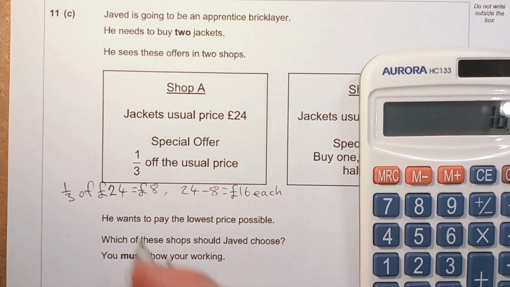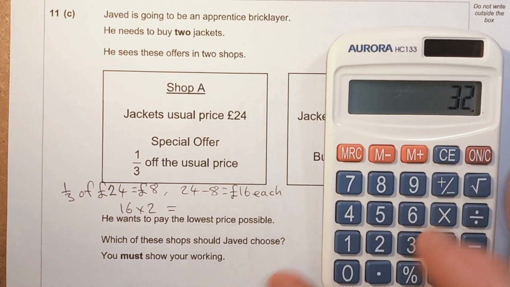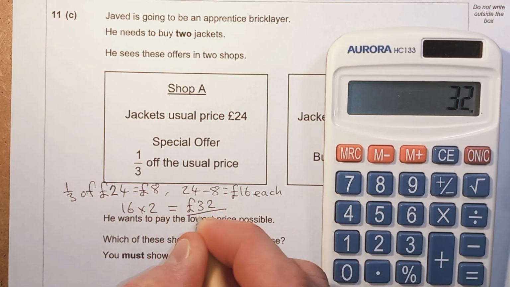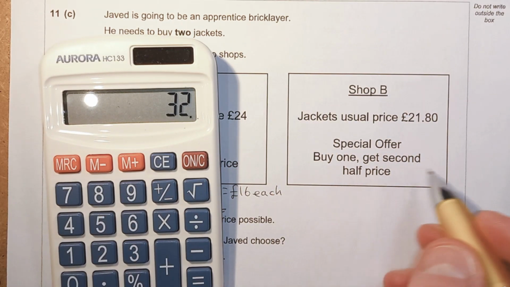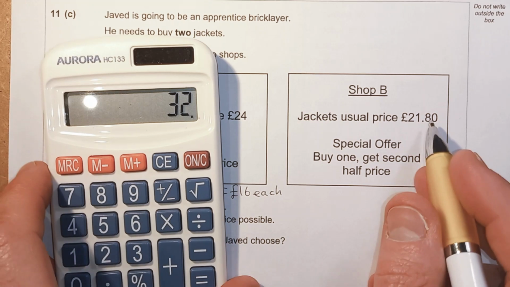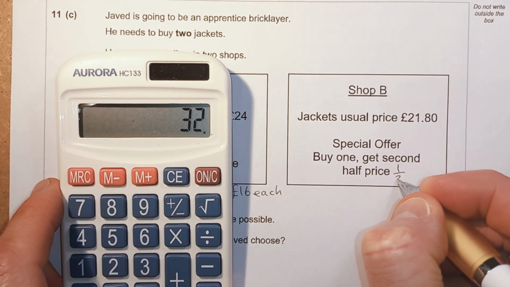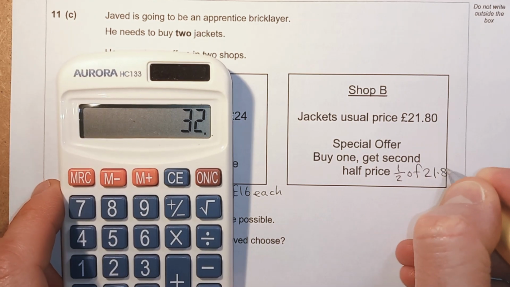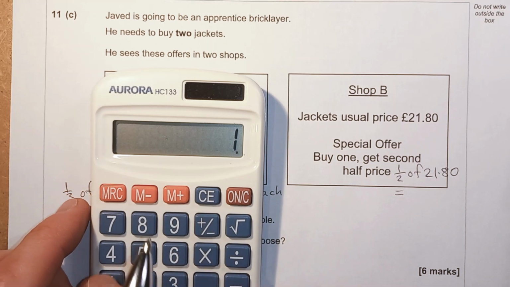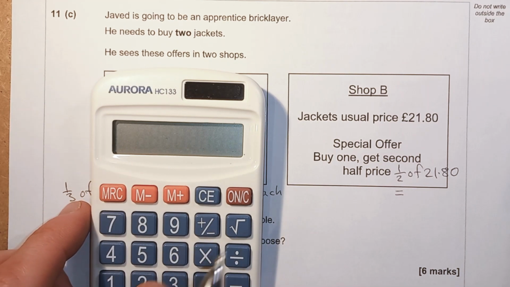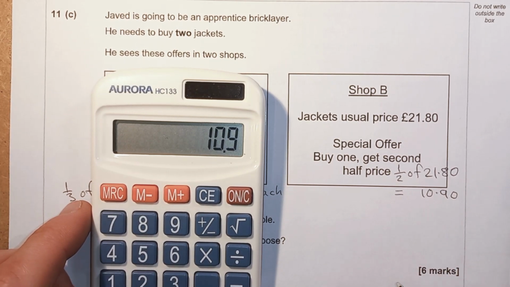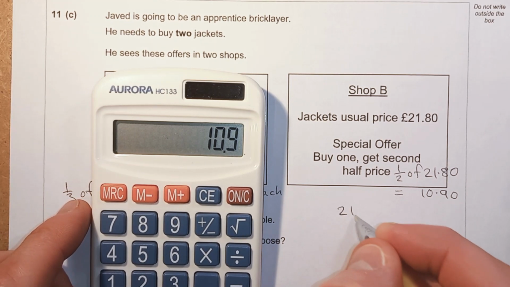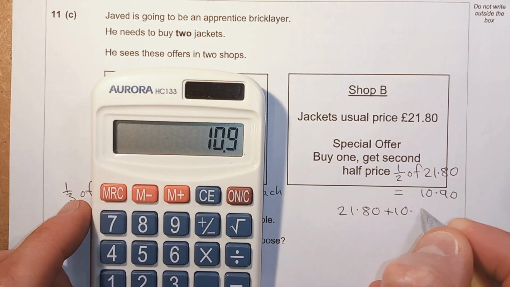Right, but he needs 2 of these jackets. So we want 16 times 2, which is £32. Now, what about Shop B? Special offer, buy one, get second half price. Okay, well, how much is the half price one? So it's going to be half of 21.80. So 1 divided by 2, or you could type in 0.5 times 21.80 is £10.90. So the first jacket costs £21.80, the second one costs £10.90.